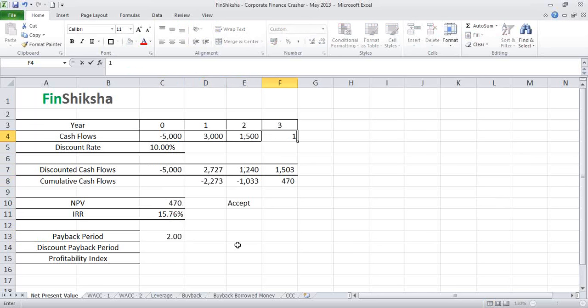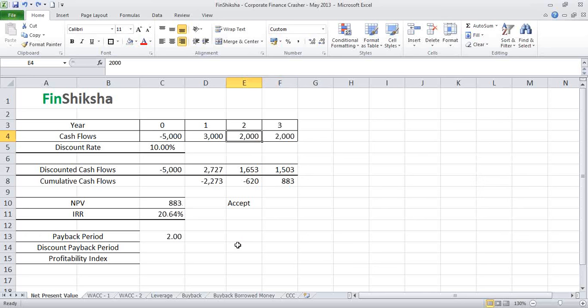1500 here and 1500 here, at the end of the second year, the cash flows would have been equal to this plus this, and at the end of the third year, they would have been 4,500 plus 1,500, which is 6,000. In this case, the normal payback period is going to be equal to 2 years and 1/3 of the third year, which is 4 months. So effectively 28 months is going to be the payback period.